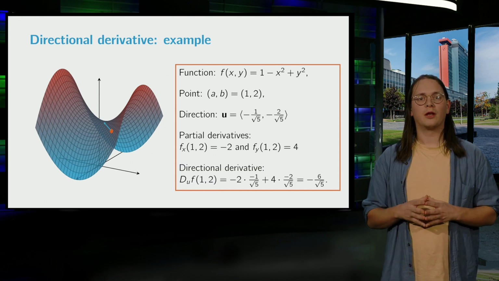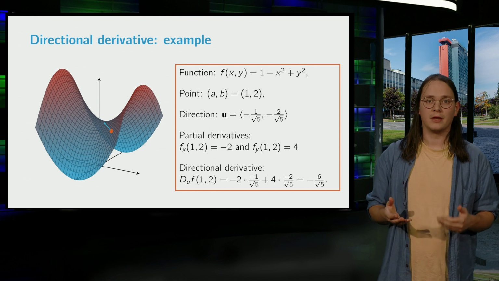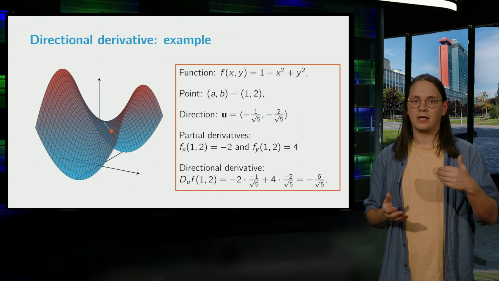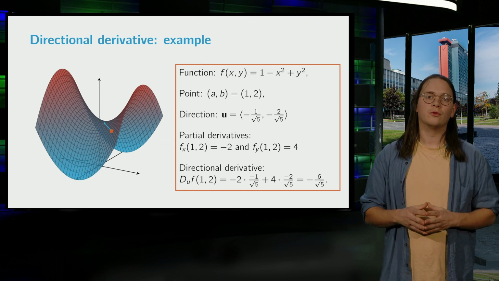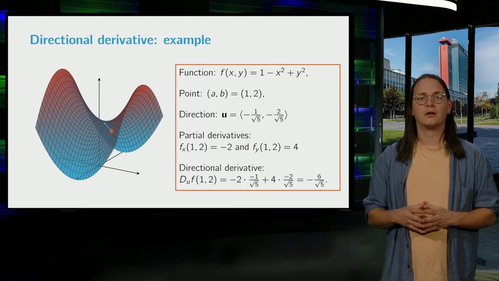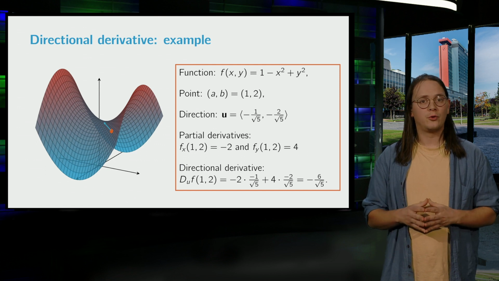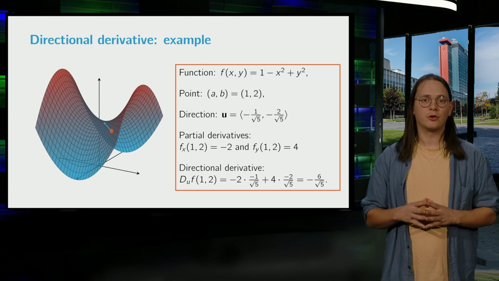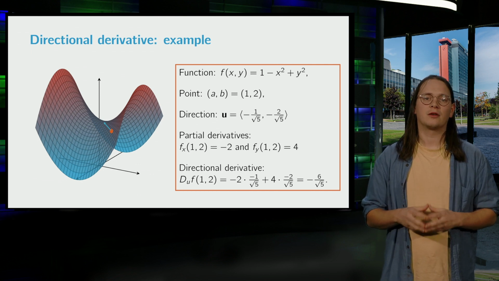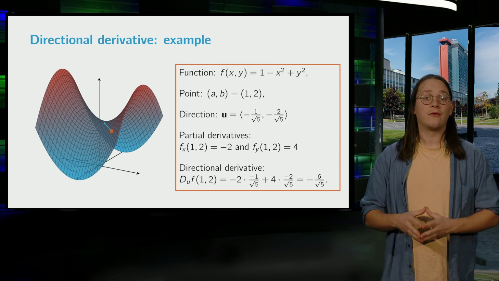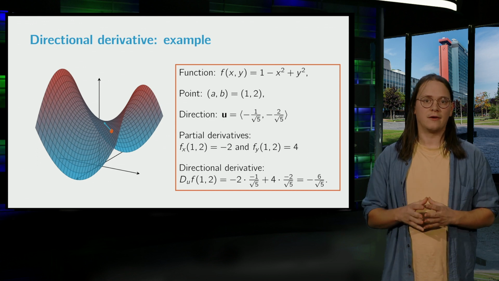Now we can use the formula we just learned to compute the slope, namely -2 times -1 over square root of 5 plus 4 times -2 over square root of 5. In short, we have computed the value of the partial derivatives in the point of interest, multiplied them with the corresponding entries of the unit vector in the direction of interest, and finally added these products together.